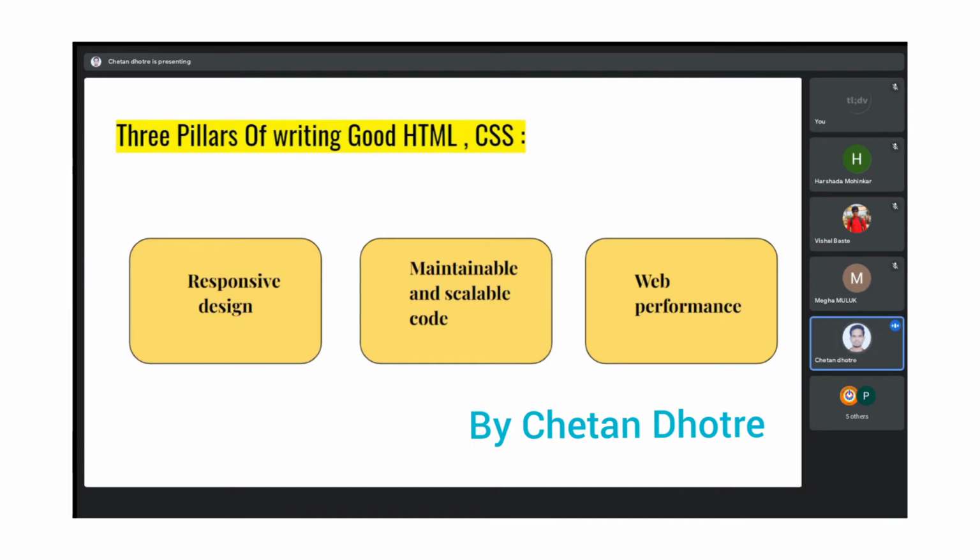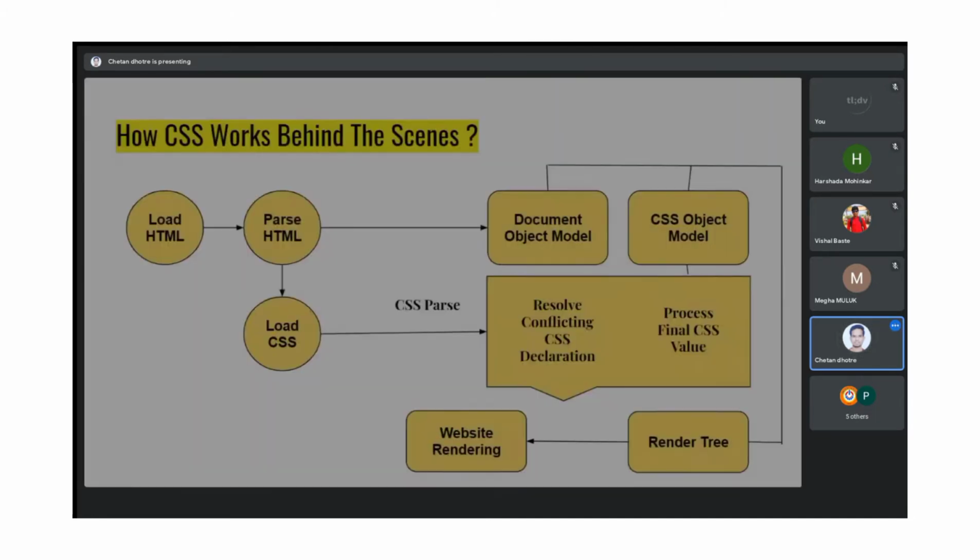And the other thing is web performance. In this section, your website should have fewer HTTP requests in order to optimize and render quickly. So this is important in web performance. These are the three important pillars of web development if you are talking about the front end side. Now let's move on to the next slide.